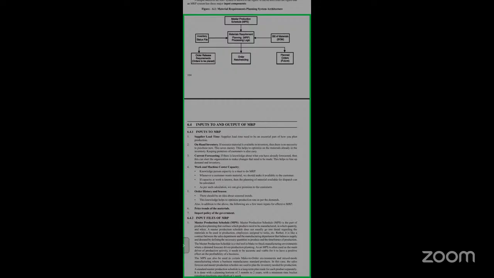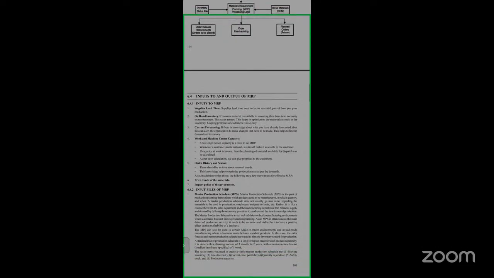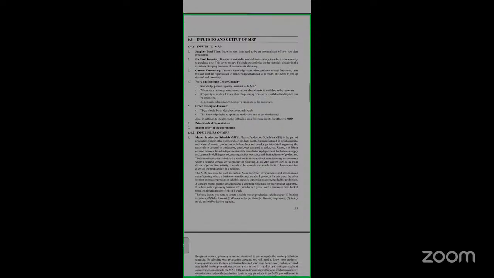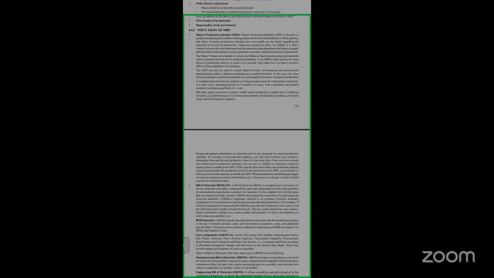And current forecasting: if there is knowledge about what you have already forecast, then this can alert the organization to make the changes that need to be made. Then work and machine center capacity, order history, meaning whatever we have ordered, are we going to repeat the same thing, or are we going to make any changes? Input files on MRP: master production schedule, bill of materials file.